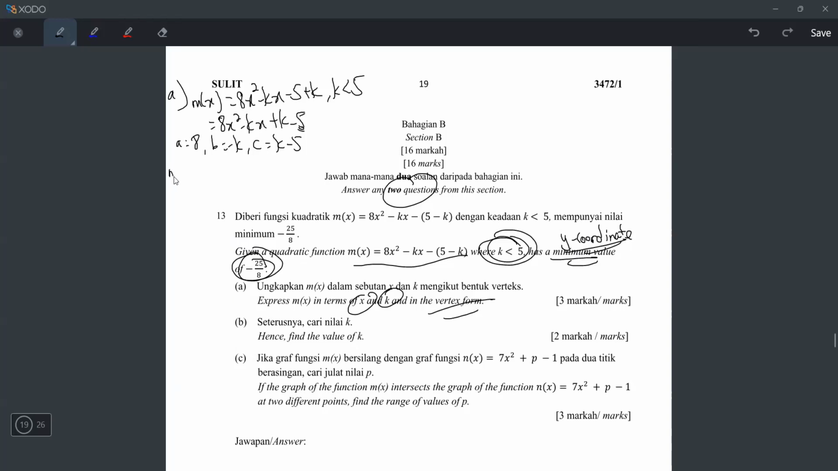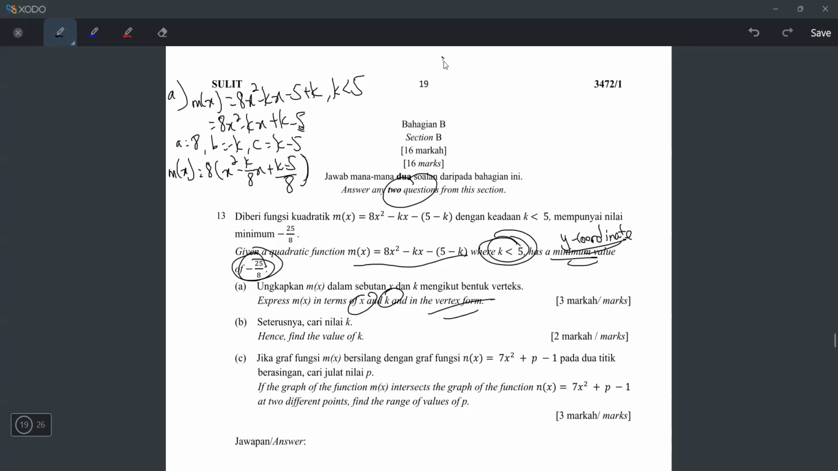Okay, how to change to vertex form? First, I need to make sure my a is positive 1, and then I will do completing the square. But my a is not positive 1 now, so the 8, I will take it out like this. It means everything has to be divided by 8, so it will be x squared. The negative k also will become negative k over 8 x, and then k minus 5 will become k minus 5 over 8 like this. Okay, and now only I can start doing completing the square, because now I already took out the 8 and my a is positive 1, right?